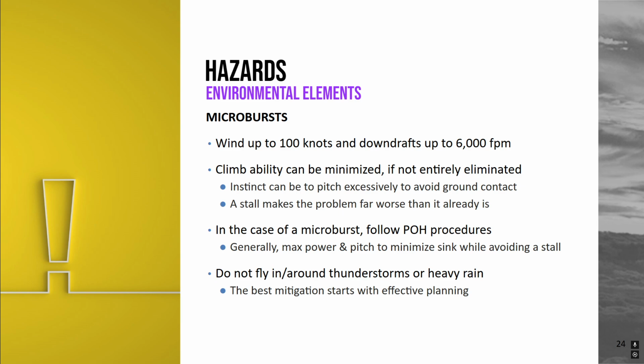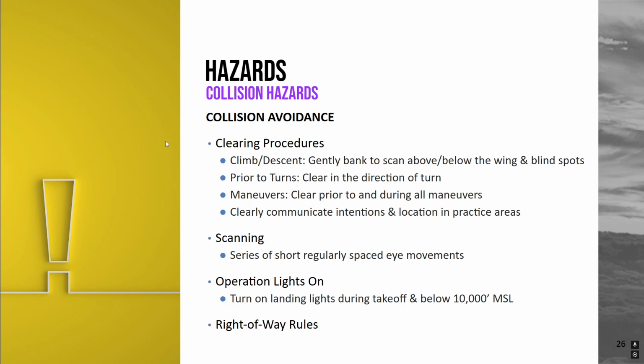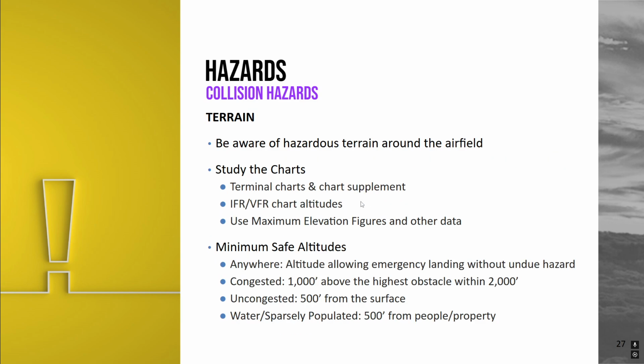Microbursts, wind up to 100 knots and downdrafts up to 6,000 feet per minute. If we enter a microburst, then we want to climb immediately, Vy climb. And we're not going to be flying in or around thunderstorms. Higher density altitude means less performance, so less power, thrust, and lift. I'm going to kind of speed through this, staying away from collisions and keeping a proper scan, 90% of eyes outside, 10% inside.